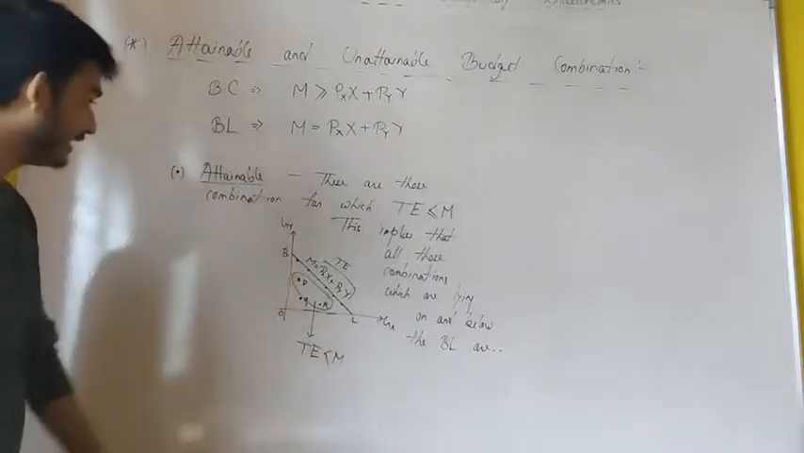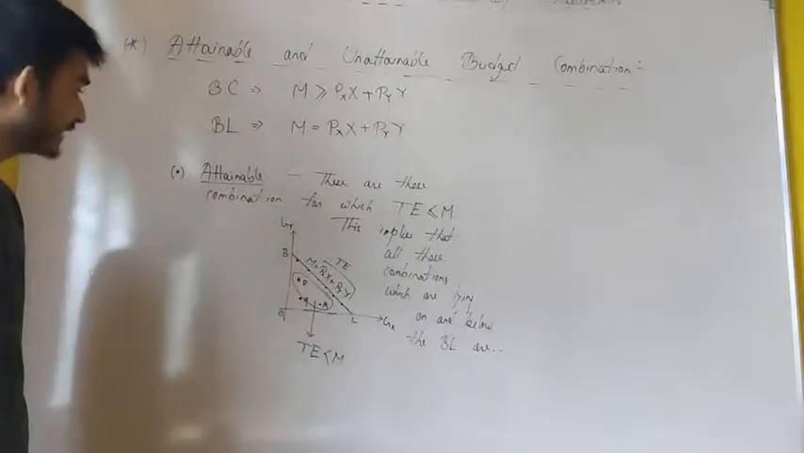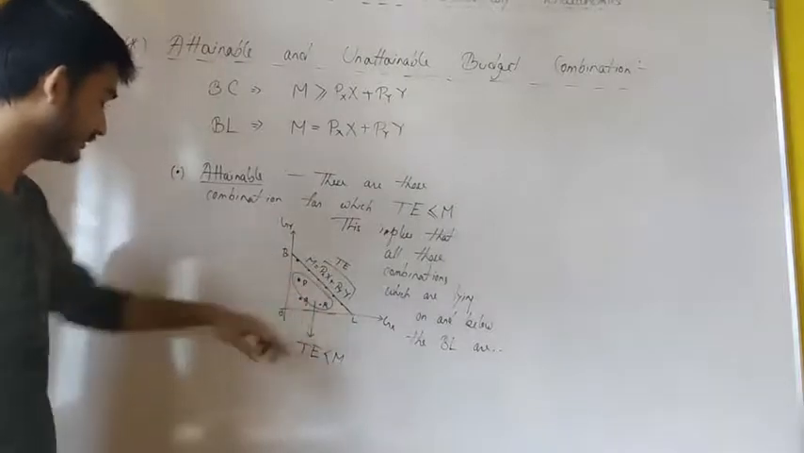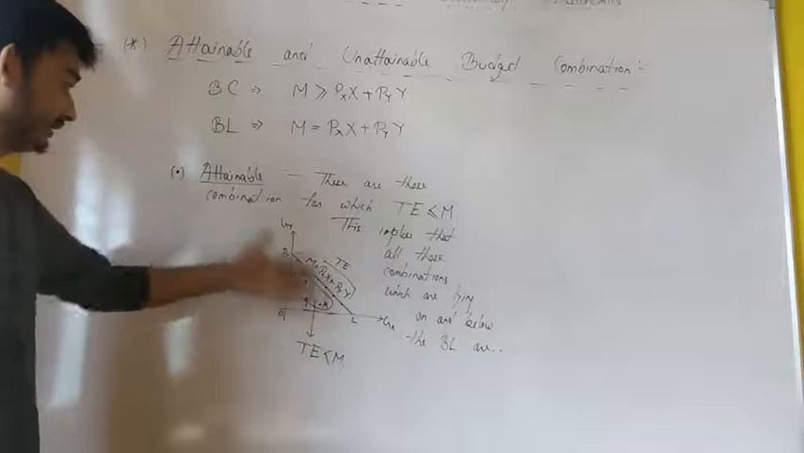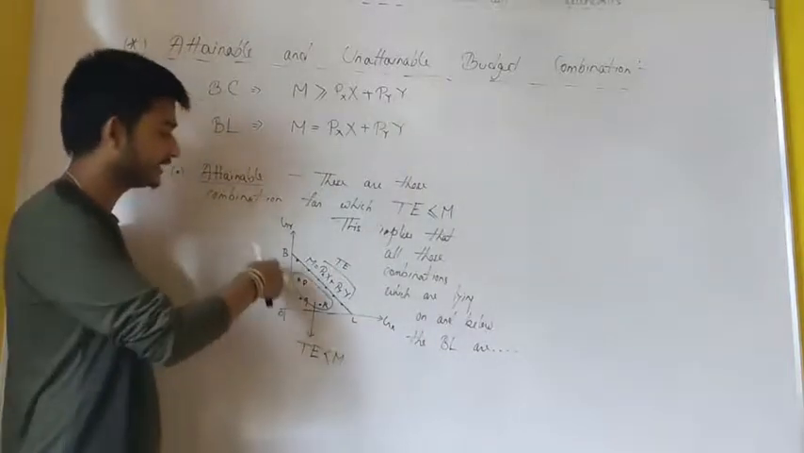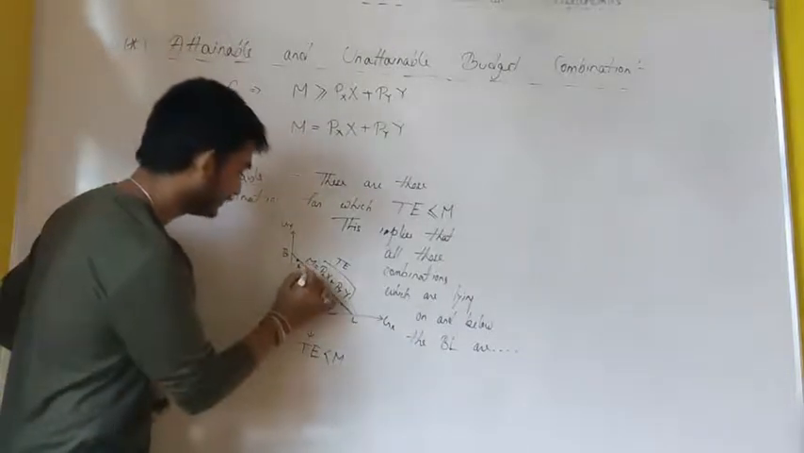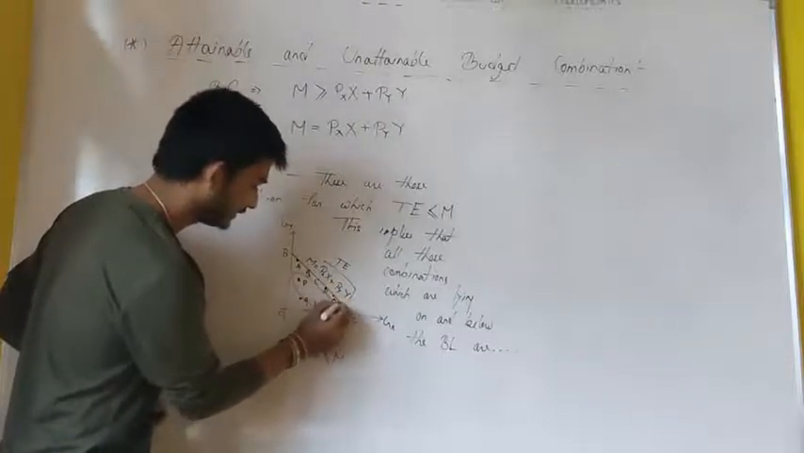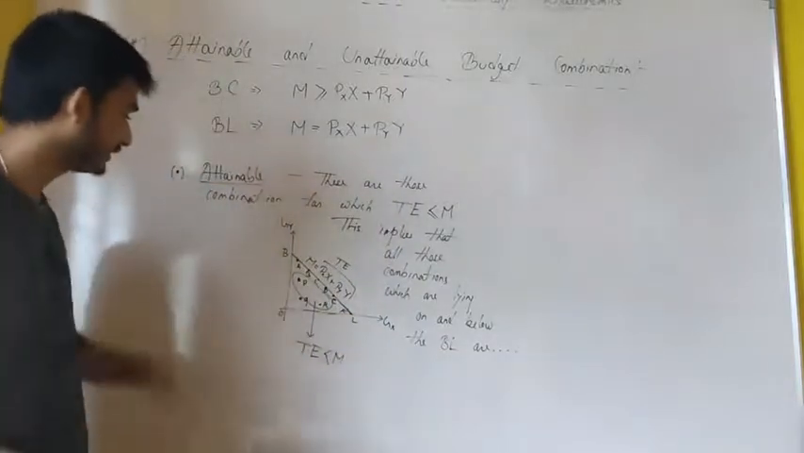I hope I have made it clear, and you can express it in a diagrammatic way. You can draw a diagram and give a name to the budget line, and you can explain that all the points which are lying on the budget line, like A, B, C, D, E, and maybe the last one F, and P, Q, R, are attainable.